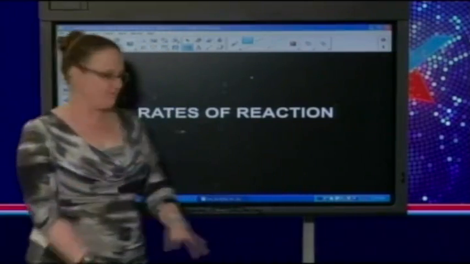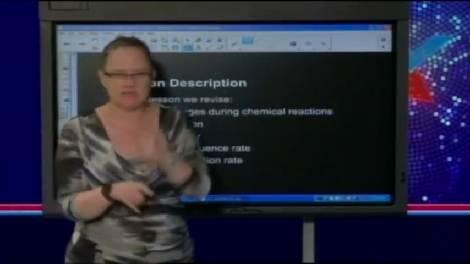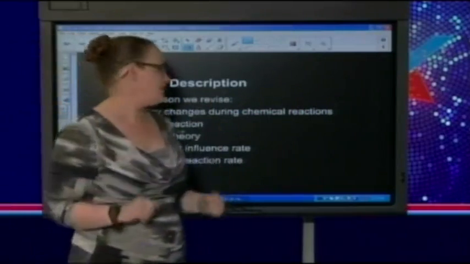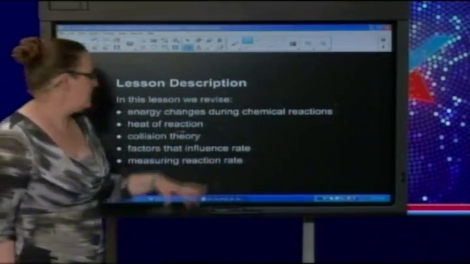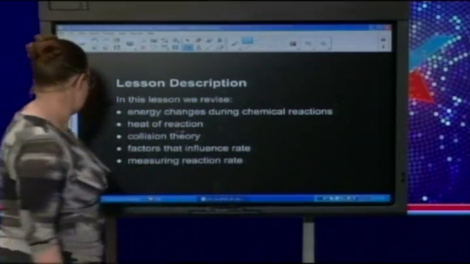Okay, so we start in rates. And so what we're going to look at, we're going to look at energy change. That's revision from grade 11. We're going to look at heat of reaction or enthalpy, also a little bit of grade 11, collision theory, factors that influence rates, and then how to measure rate, the things that we would do, okay?